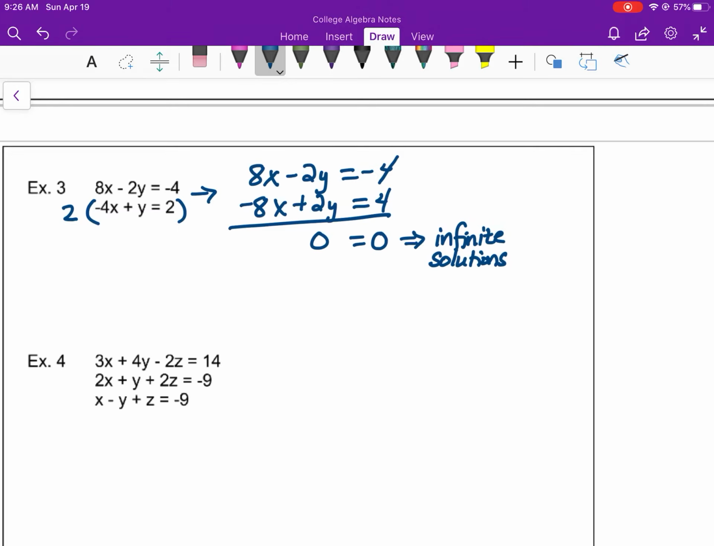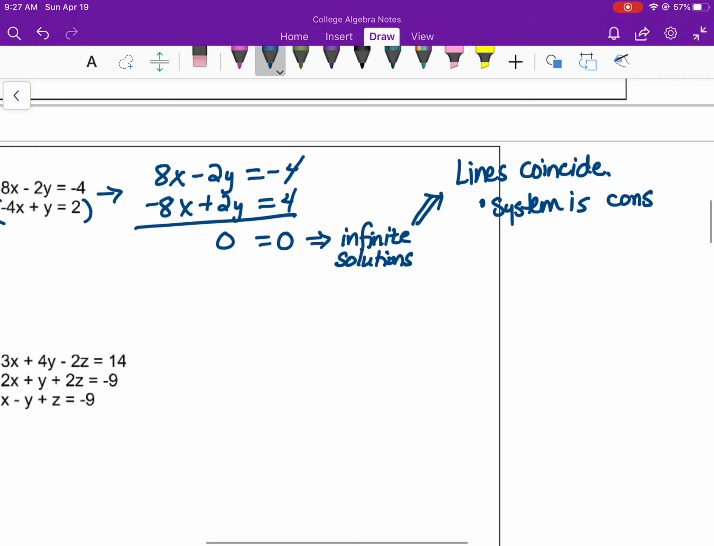Because you have 0 equals 0 and infinite solutions, we say that these lines coincide. In other words, one of these equations is a multiple of the other, or they're exactly the same line. So with that, we say the system is consistent. And the equations are dependent.